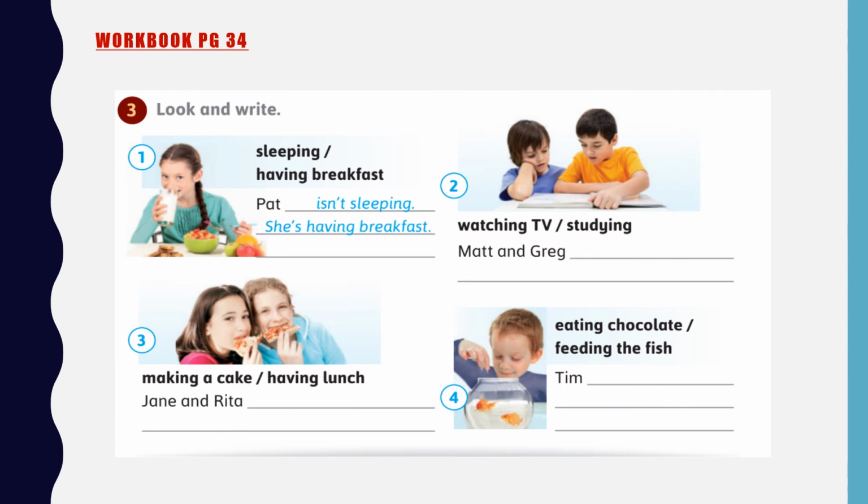And here we have this exercise, which is number 3 in your workbook page 34. Okay, let's see. We have a picture and we have here verbs that we have to make it in the first one, like here number 1, it's already done. We have this girl and we have sleeping and having breakfast, and we put that Pat isn't sleeping. Pat isn't sleeping, she's having breakfast, as we see in the picture.